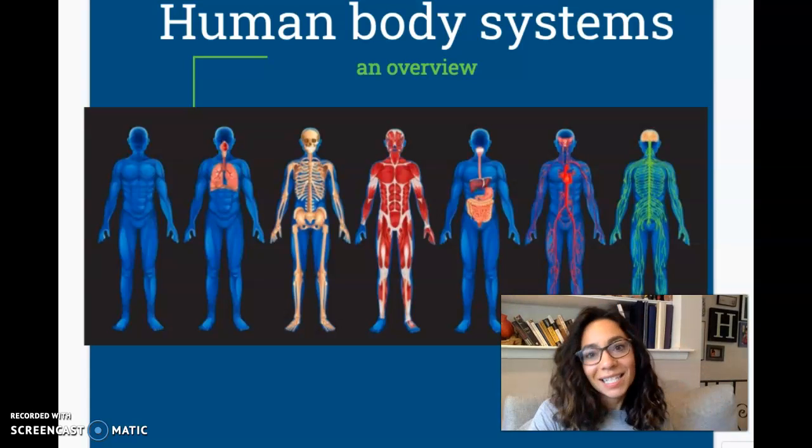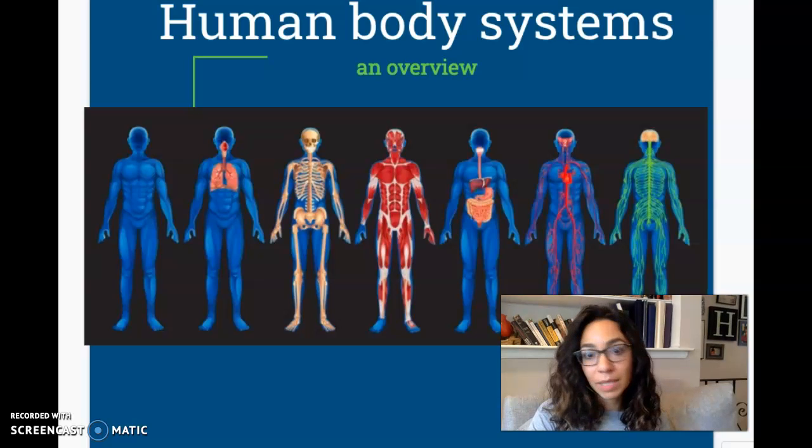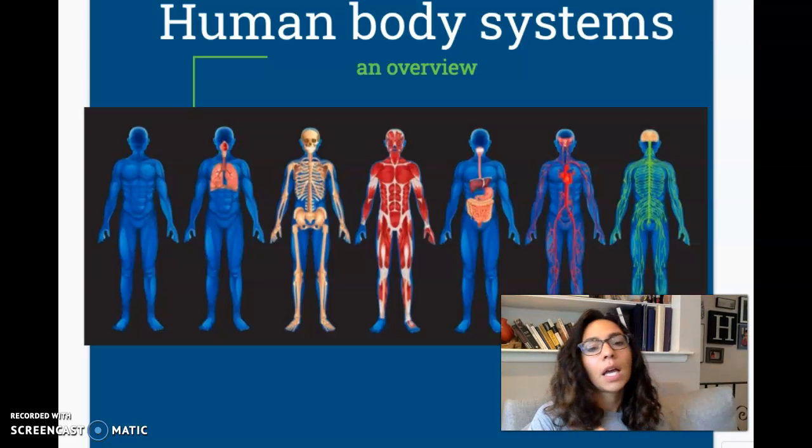Hi everyone! Today I'm going to be talking about human body systems, which was a unit that we didn't have enough time to cover this year because of everything we've been dealing with. So I'm going to go over really briefly the body systems of the human body, so that for your capstone project you have a starting point to pick which body systems might interest you or which might be relevant for your particular organism of your capstone project.